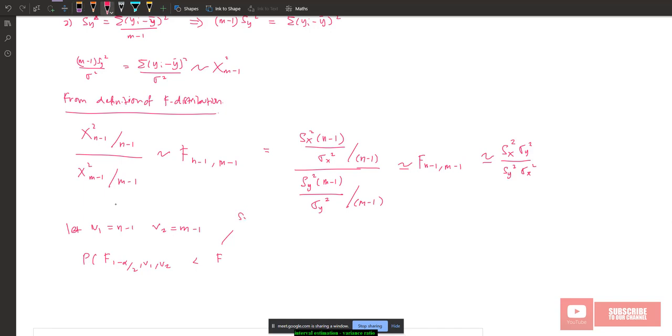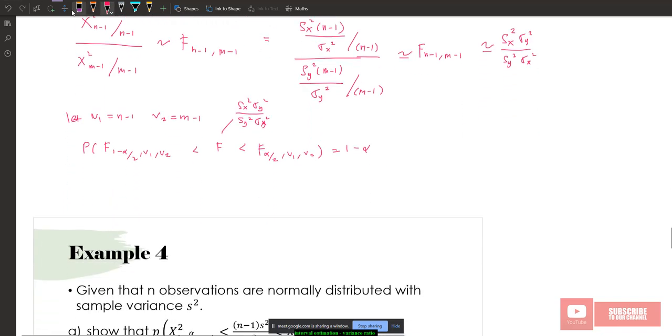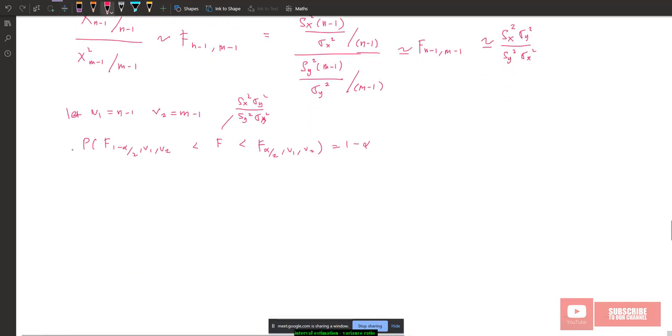This is sx squared sigma y squared divided by sy squared sigma x squared, right? And then this is f alpha divided by 2 v1 v2, right? This is very simple. We already derived it before, so we just plug in the derivation in this example. So this one should be 1 over f alpha divided by 2 v1 v2, and then this is sy squared sigma x squared.